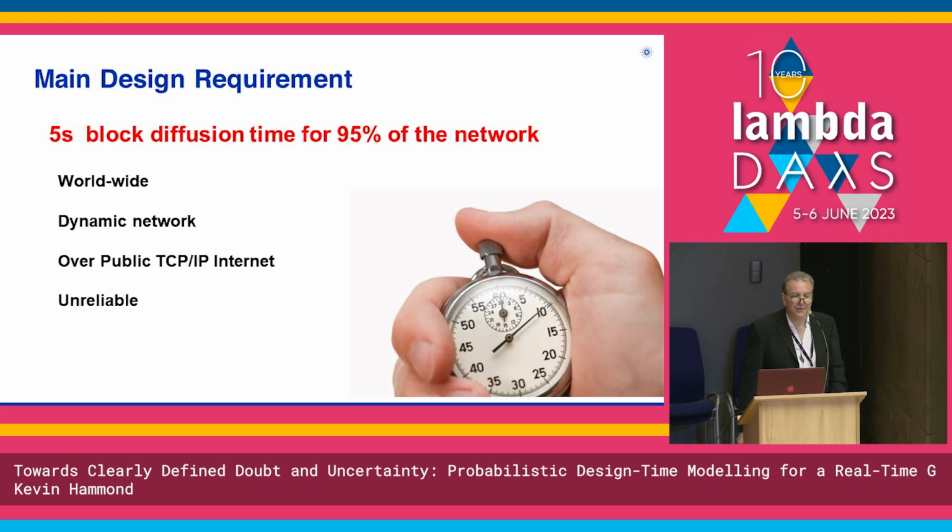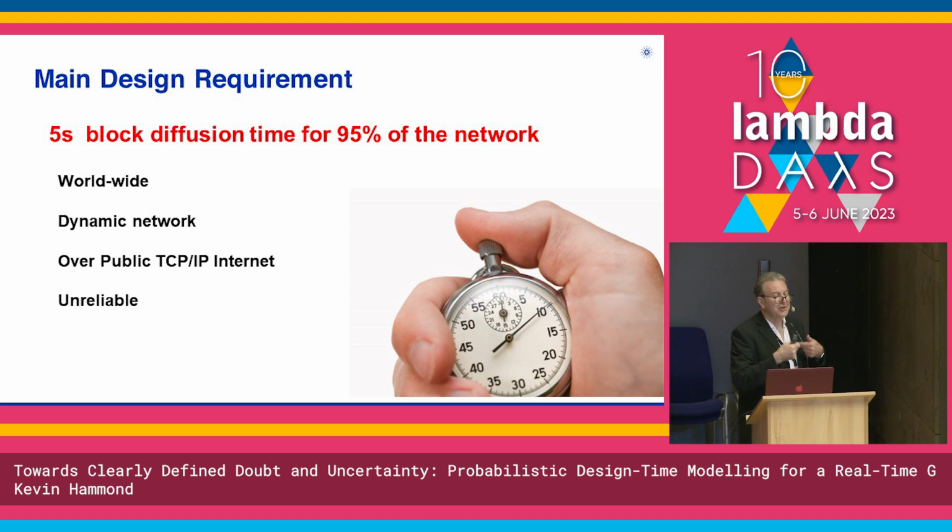So the main design requirement was to achieve 5-second block diffusion time for 95% of the network. And this has to be done in a worldwide setting with a dynamically changing network over public TCP/IP and over a network that is unreliable. Okay, so I'll let that sink in for you. You want 5 seconds guaranteed 95% of the time across a common public network. Okay, if you don't do that, your security property is shot, guys. Your system isn't going to work.